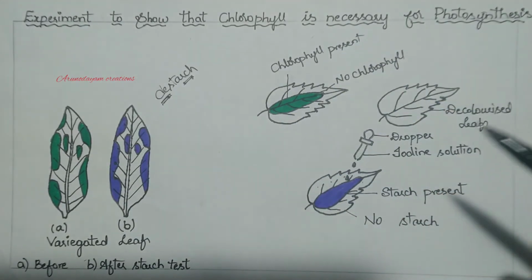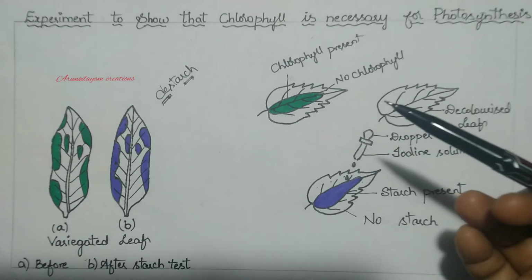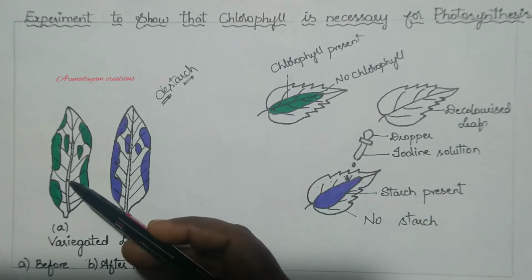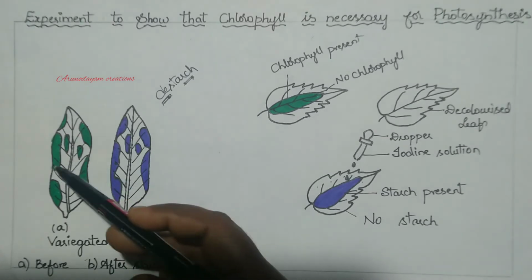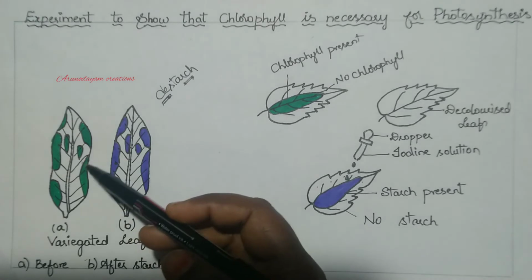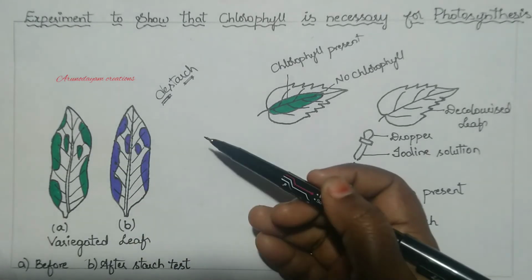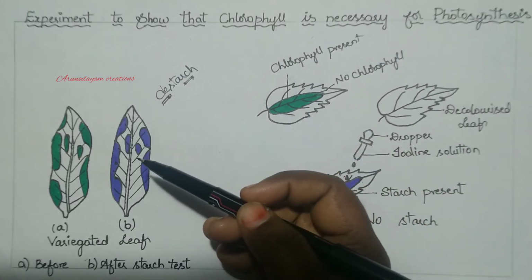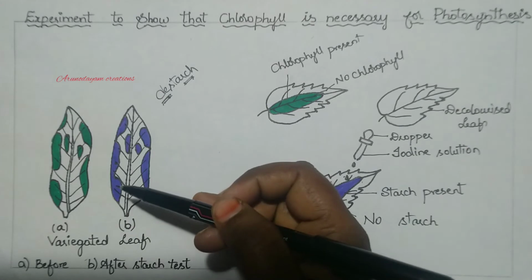onto the flame. So after some boiling, the leaf will turn into pale color. That means the leaf will turn colorless. Green color patches which are present in the leaf will disappear. Why? Because by boiling, the alcohol will extract the chlorophyll pigment which is present in the leaf into it.